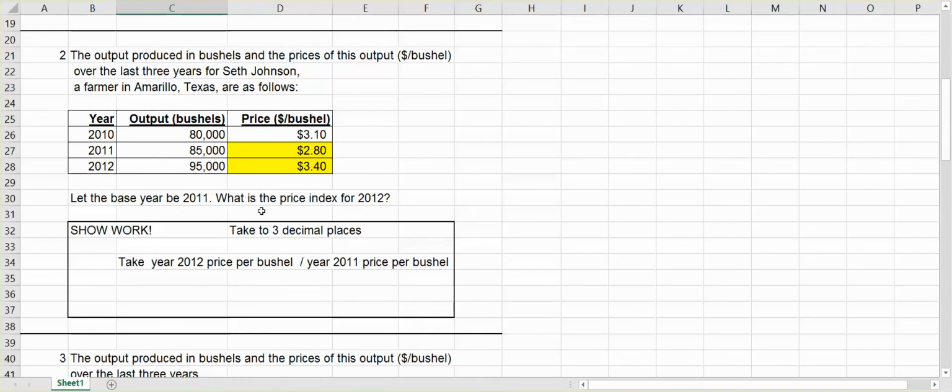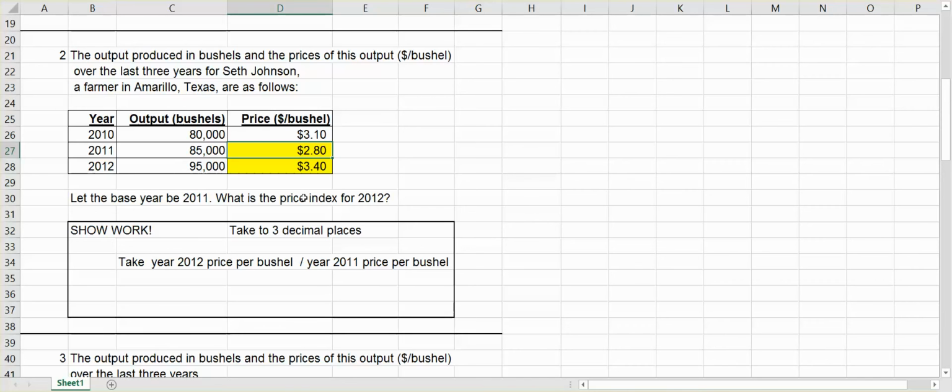Let's take a look at how we can get that price index. In problem 1, it was given to you. Let's take a look in problem 2. How do we determine the price index? So let's assume for Seth Johnson, the following 3 years have outputs in bushels and price per bushel. The price index is just based on price, not output. Now it wants us to use 2011 as our base year. So that price is $2.80. That will be our base.